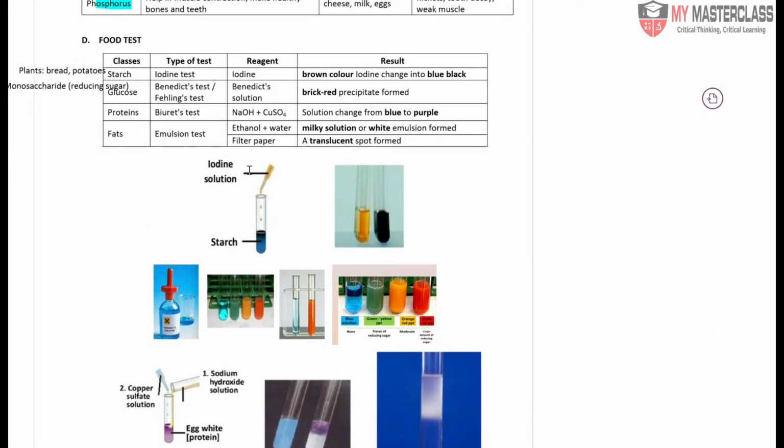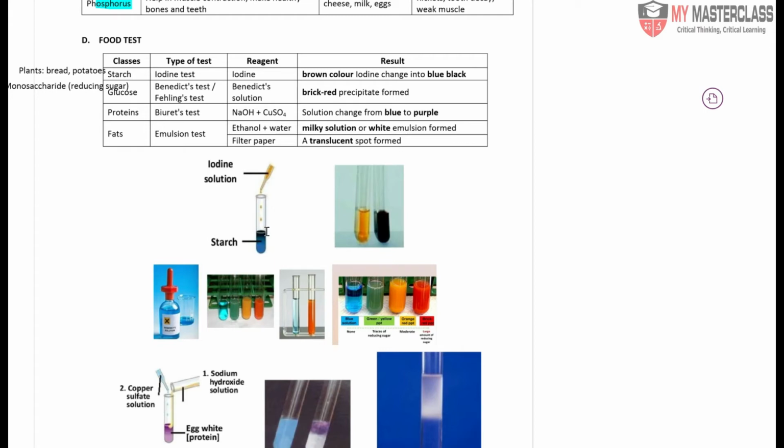Okay, so you can see here in the diagram, when I place a few drops of iodine solution into the starch solution, what happens is that this brownish solution will turn a blue-black color.